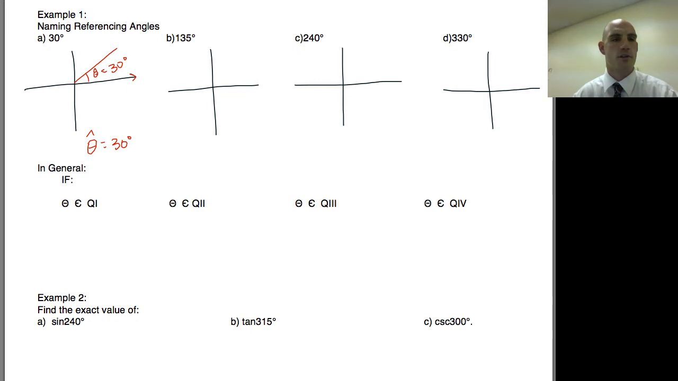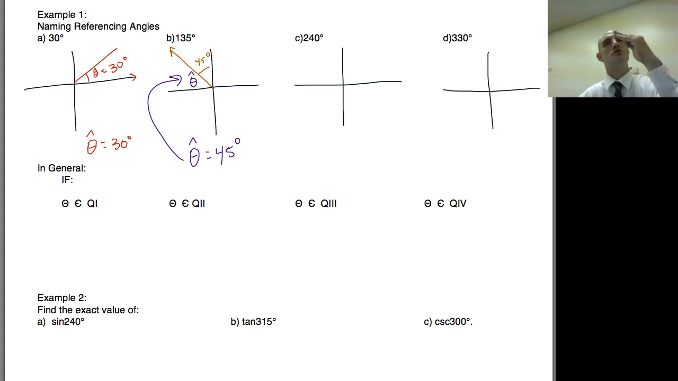Well, when we get over to the second quadrant, we know that this is going to be 90, and then this is going to be a 45-degree angle over here. Really, theta hat is this part here, because it's in reference to the x-axis. And so our reference angle here is 45 because that's the angle that's formed with the x-axis. Okay? It's kind of a difficult concept to understand at first because we are used to saying, well, how far does it go total? Really, all we care about is where it is in reference to the x-axis.